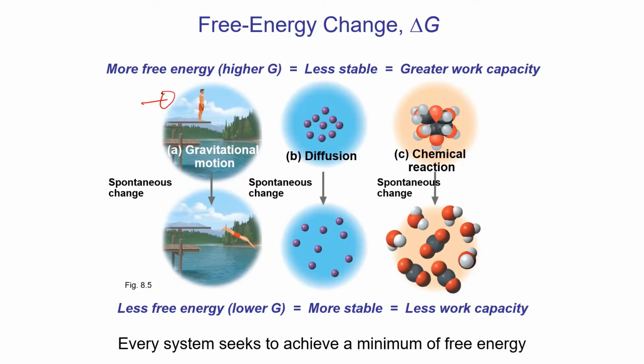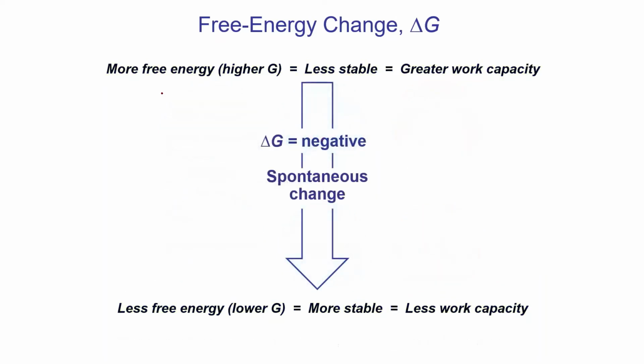System 2, you can see some diffusion. So it's just some molecules put in water and they dissolve and spread apart. So they're going from organized to less organized, more energy to less. The last example is a chemical reaction. It's breaking down glucose into carbon dioxide and water. And so it's going from a complex, more organized molecule to something that's a bit more disordered. So this is what happens when a system loses energy. We say that the delta G is negative.